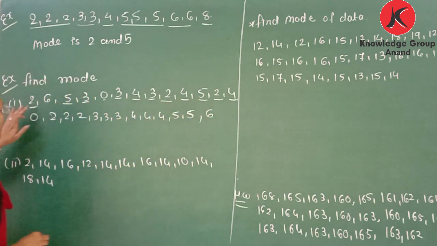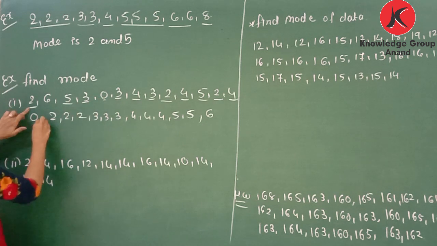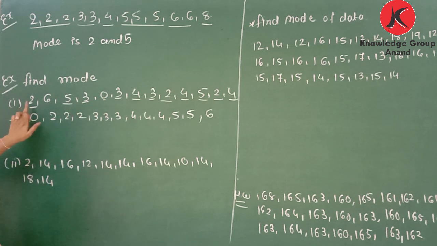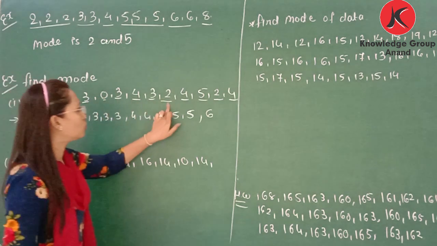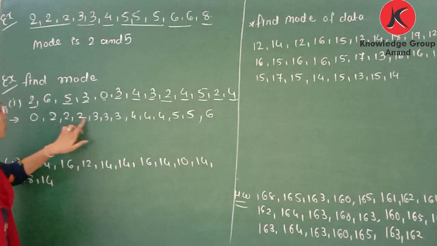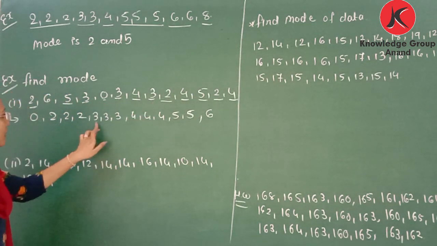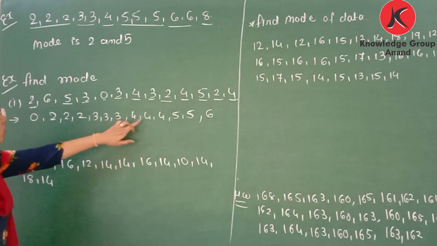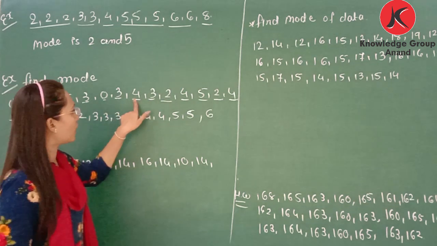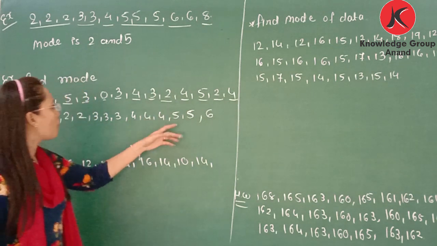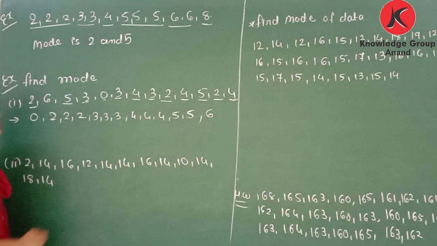So let's check it again. 0, that is the first value. 2. How many times is 2 repeated? 1, 2 and 3. Now 3 is repeated 1, 2, 3, so 3 is repeated 3 times. Now 4 is repeated 1, 2, 3 times. 5 is repeated 2 times and 6 is repeated 1 time.